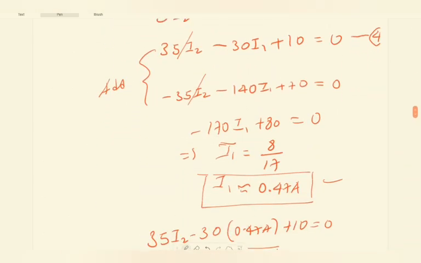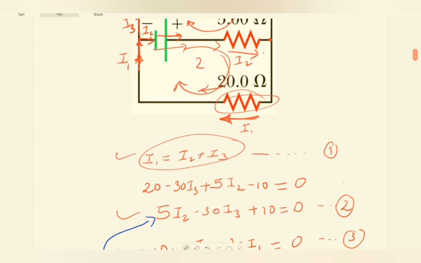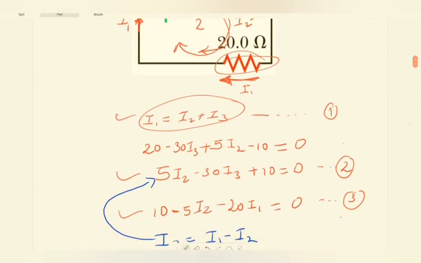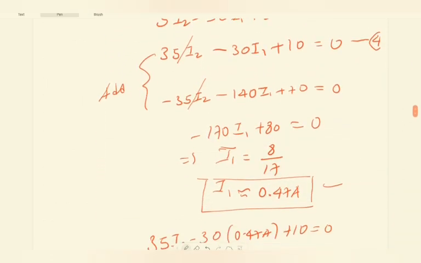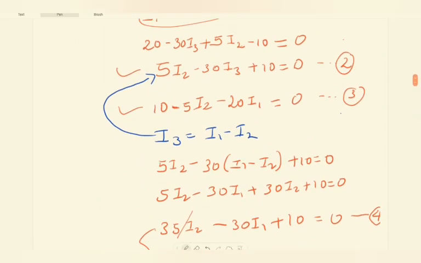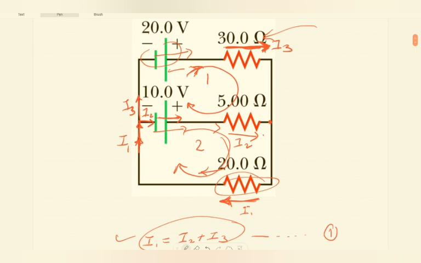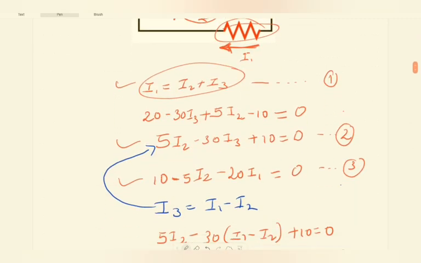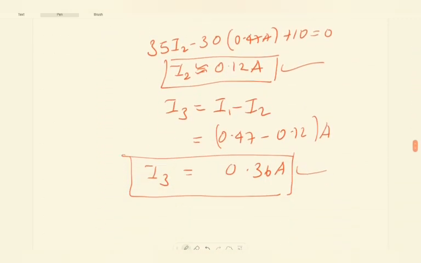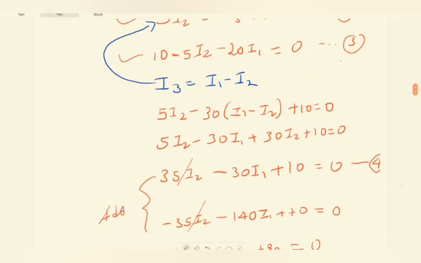So generally I1 has the maximum current, the higher current of 0.47 ampere. That's the current through the 20 ohm resistor, and of course I2, which is 0.12 amps, is the current through the 5.00 ohm resistor, and finally we have found I3 of 0.36 amps.